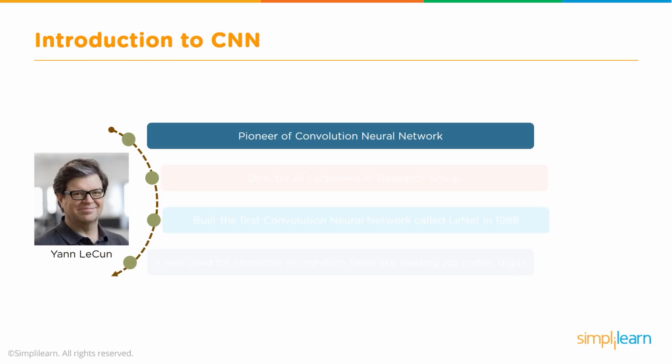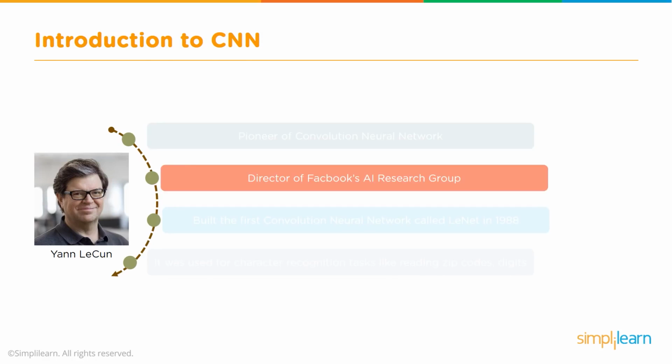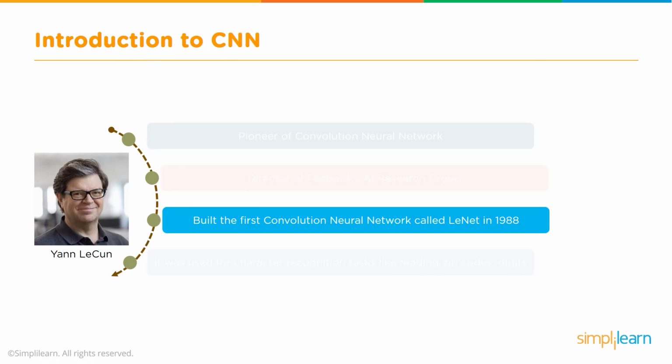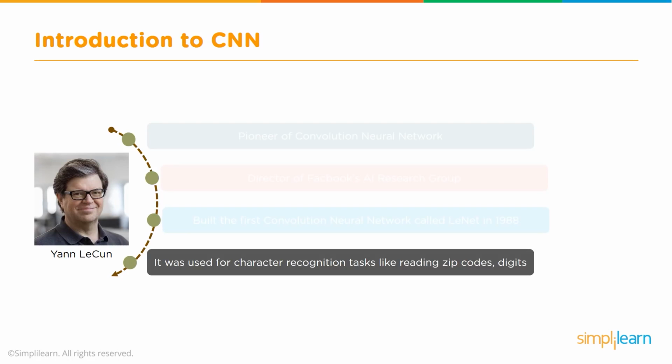We'll begin our introduction to the CNN by introducing the pioneer of convolutional neural networks, Yann LeCun. He was the director of the Facebook AI Research Group. He built the first convolutional neural network, called LeNet, in 1988. So these have been around for a while and have had a chance to mature over the years. It was used for character recognition tasks like reading zip code digits. Imagine processing mail and automating that process.